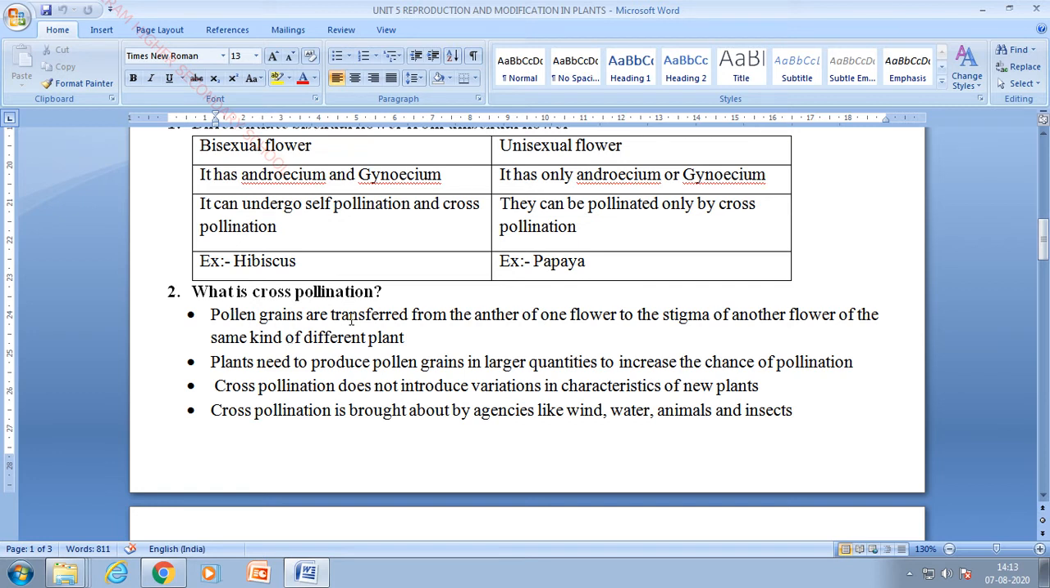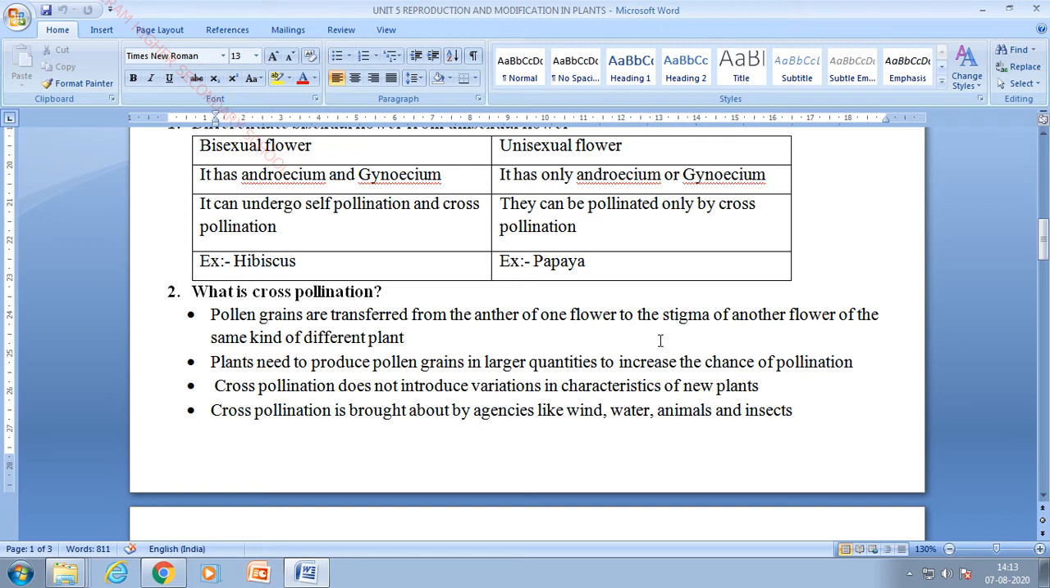Here the pollen grains are transferred from the anther. As usual, the pollen grains are transferred from the anther of one flower to the stigma of another flower. So here two flowers are involved. The anthers are transferred from one flower to another flower, but that should be of the same kind of different plants.